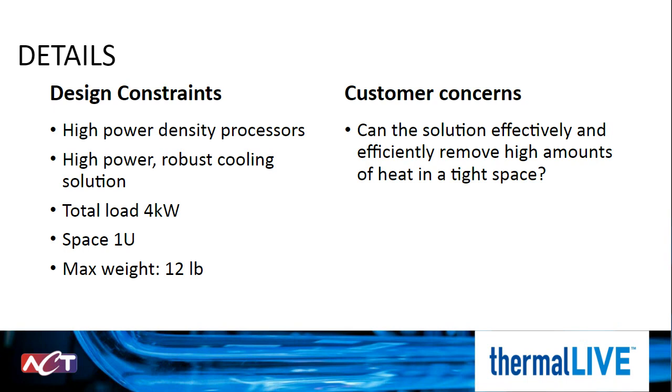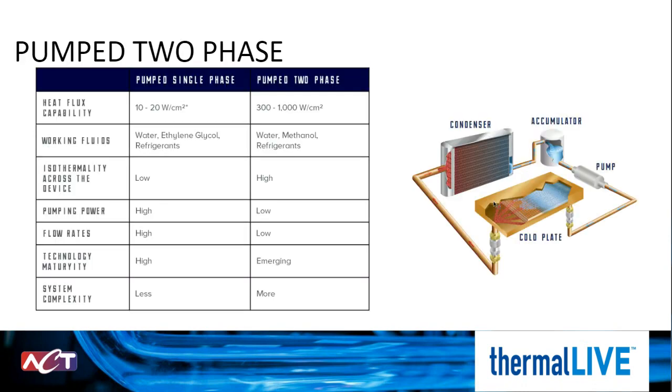A typical rack is 19 inches wide, but that could vary and increase up to 42 inches in some cases. So in this application, not only was space a concern, but also weight. The project required the cooling solution to be 12 pounds or less. The optimal thermal technology here is the custom-designed ACT pumped two-phase system.